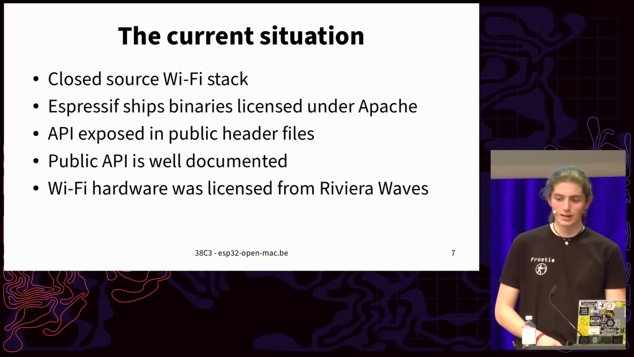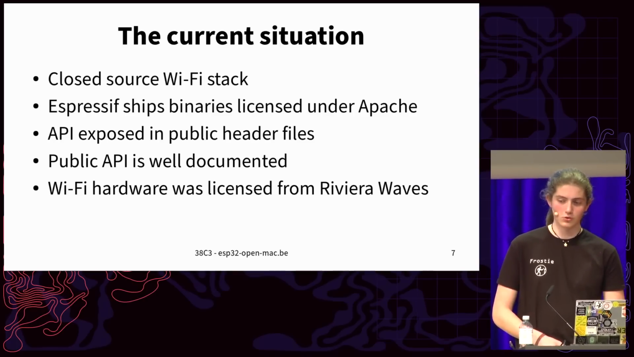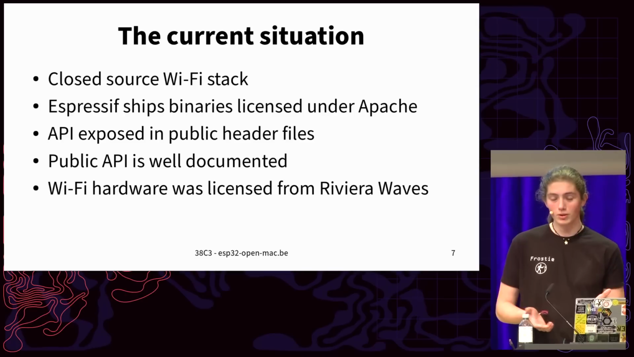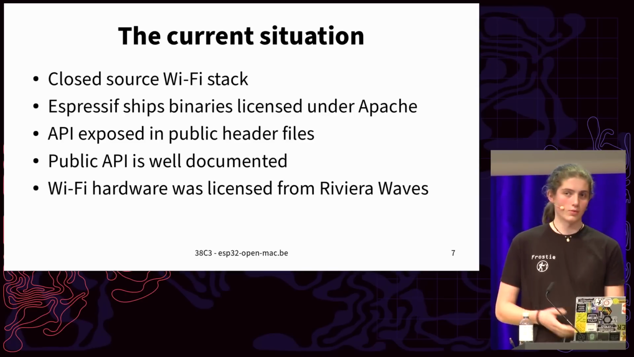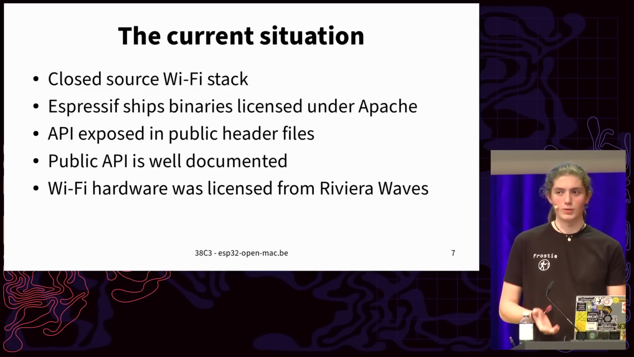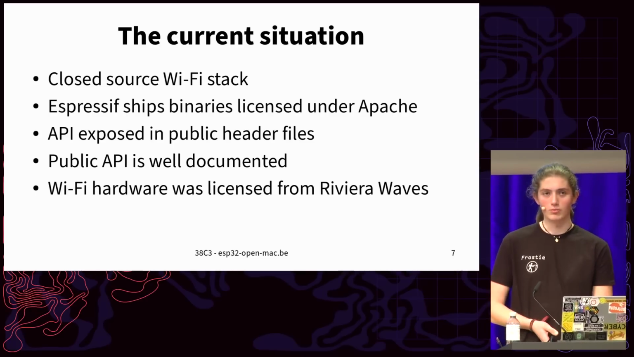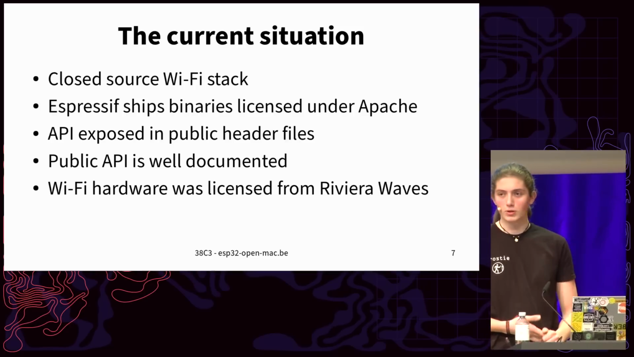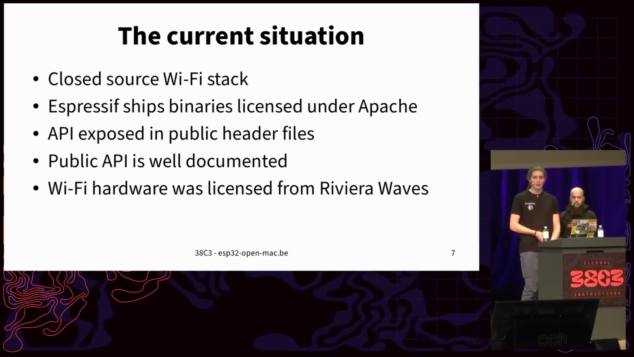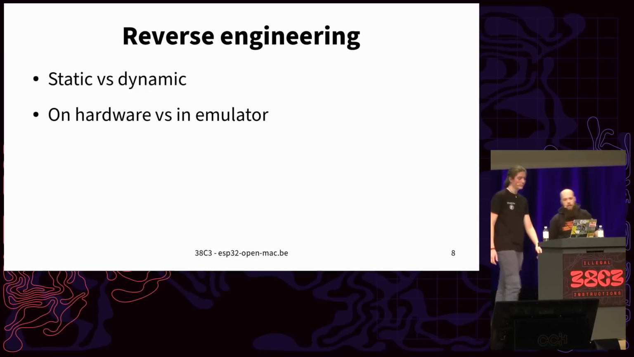And they licensed the hardware from Riviera Waves, which is now known as Ceva Waves, as far as we know. Which is also our hypothesis why they cannot publish any of this, because they're likely bound by an NDA from Riviera and therefore can't publish any of the code. But apparently they can publish the libraries under Apache, which means that we can legally reverse engineer it, and they actually confirmed this to us. And yeah, so now I'll talk a bit about our reverse engineering work.